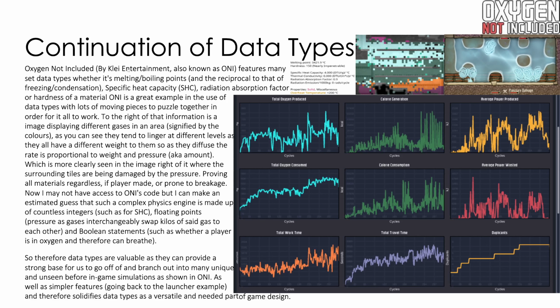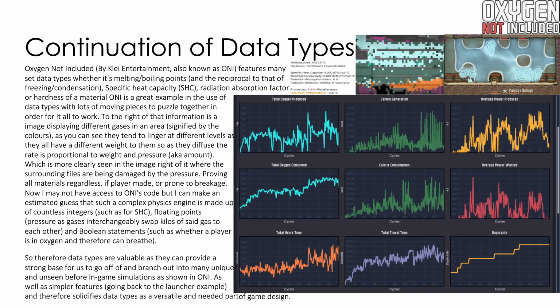Oxygen Not Included by Klei Entertainment, also known as ONI, features many set data types, whether it's melting/boiling points, and the reciprocal to that, the freezing/condensation point, specific heat capacity, radiation absorption factor, and hardness of material. ONI is a great example in the use of data types, with lots of moving pieces to puzzle together in order for it all to work.